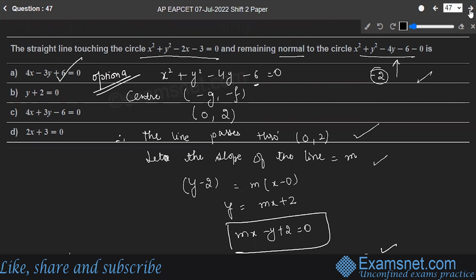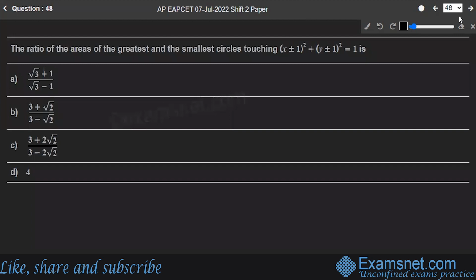Now let's move to the next question, number 48. The ratio of the areas of the greatest and the smallest circle touching these circles is which of these? So first of all, let's try and make the figure for it. Here we go.